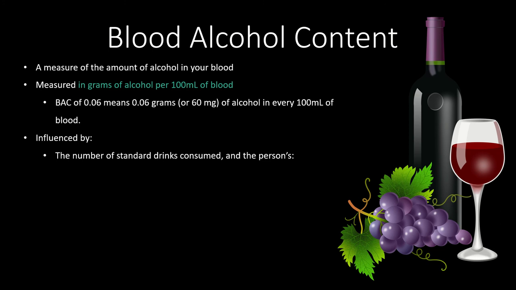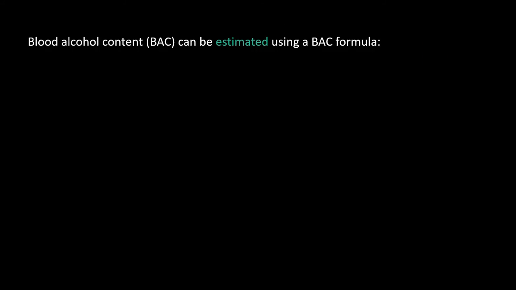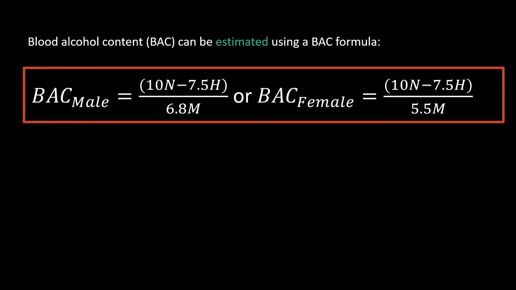This can be influenced by the number of standard drinks consumed and the person's mass, gender, fitness, health, and liver function. So blood alcohol content can be estimated using a BAC formula. For males, that is (10N - 7.5H) / 6.8M. And for females, that is (10N - 7.5H) / 5.5M. So you'll notice there's a difference in the denominator between males and females.